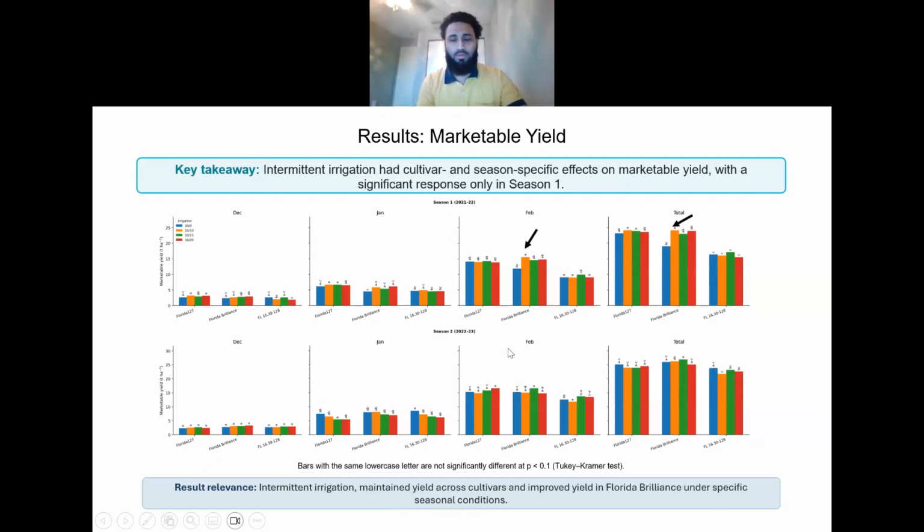Okay, so now looking at the yield, you can see here the yield also increased with the intermittent irrigation program. Intermittent irrigation program is when we introduce the off cycles, when we set the water off for certain times. You see there was an increase in yield in one of the months, and that showed up in the total yield for season one. So that means when water is always on, there is less yield.